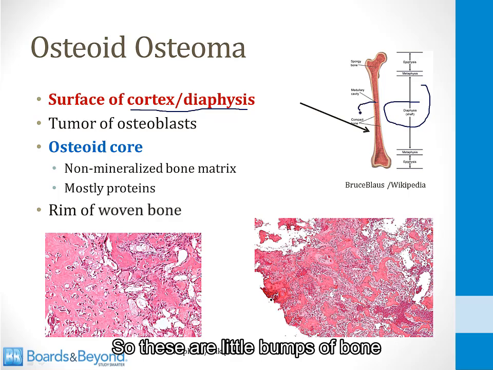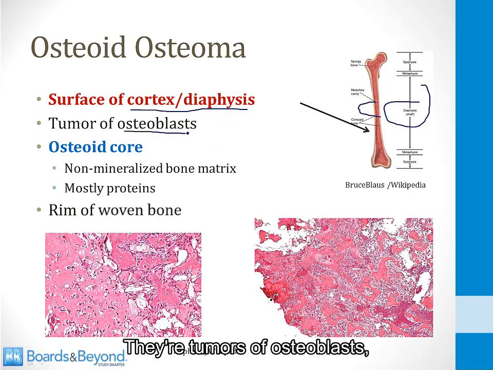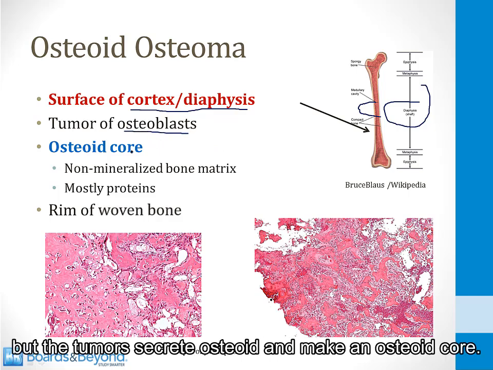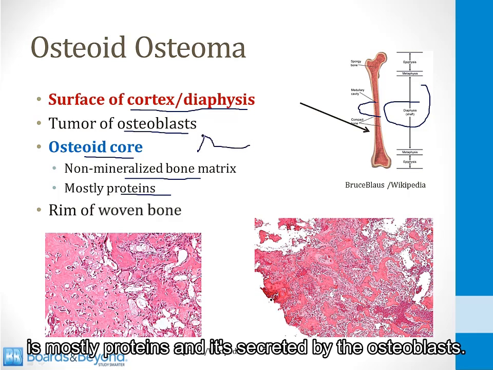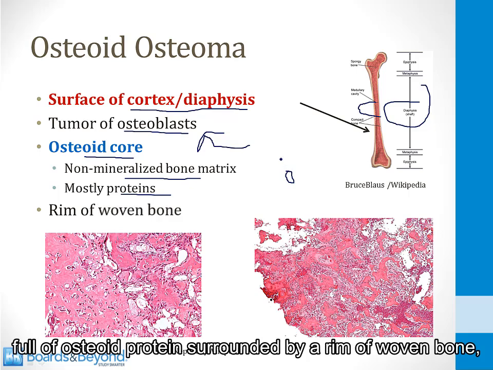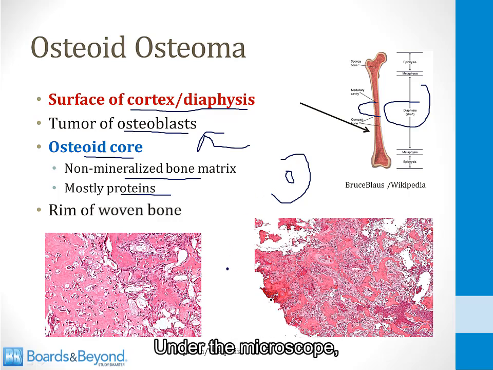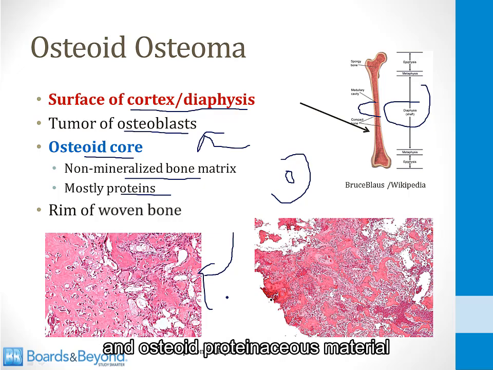So these are little bumps of bone growing on the surface of the bone shaft. They're tumors of osteoblasts, but the tumors secrete osteoid and make an osteoid core. Osteoid is non-mineralized bone matrix. It's mostly proteins, and it's secreted by the osteoblasts. So what you get is a little center full of osteoid proteins surrounded by a rim of woven bone. That's an osteoid osteoma.